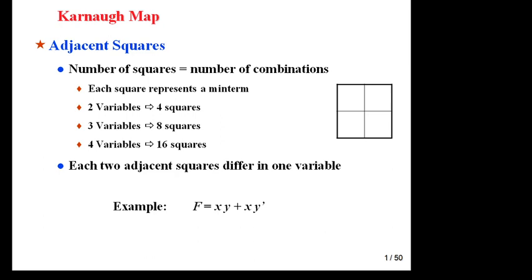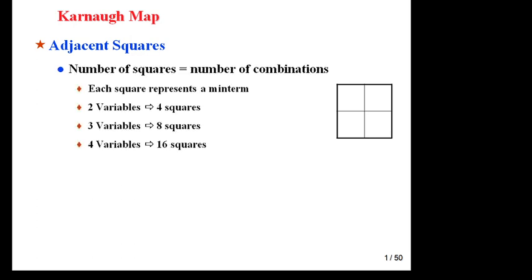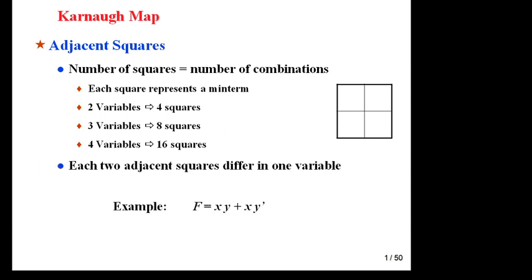Suppose this is 0 0 and this is 0 1. In this case only one variable is changing, which means in K-map we use gray code. In gray code only one variable changes at a time. So this is about adjacent cells. We make groupings of adjacent cells or adjacent squares only.